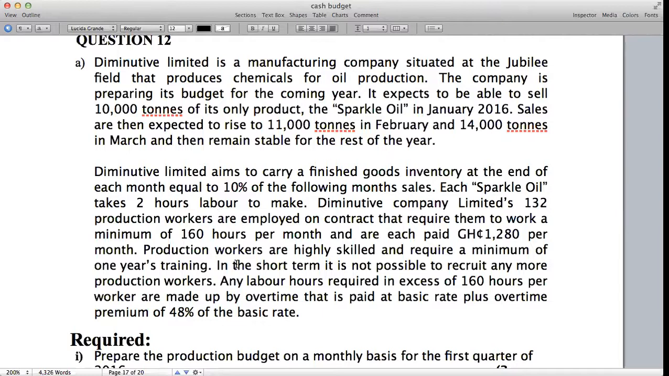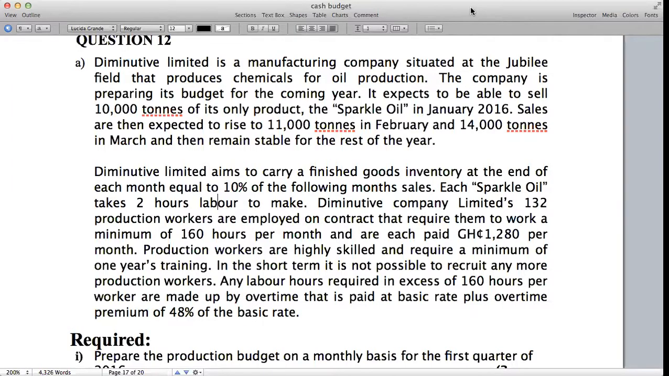In the short term, it is not possible to recruit any more production workers. So if you cannot recruit, the only option available is to do overtime. Let them work over and pay them extra. Any labor hours required in excess of 160 hours per worker are made up by overtime, paid at a basic rate plus an overtime premium of 48%. The original question was from the ACCA, that was 50%. So now let's calculate the production budget.